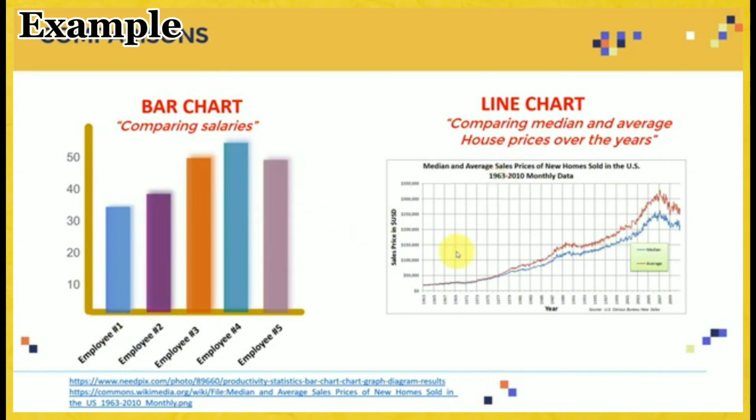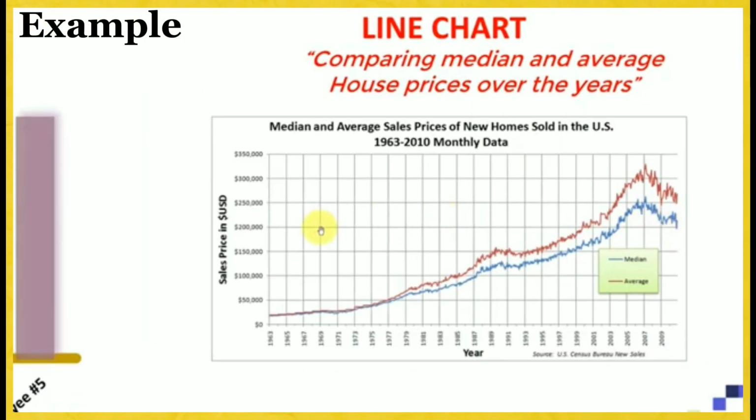However, on the right-hand side, I can plot a line chart. So I can compare median and average house prices over the years, for example. As you can see here, this is the median value. Let me zoom in. These are sales prices in US dollars, and here we have the years. By using the line chart, I can show the variations of the house prices over the years, and by plotting two of them, I can compare the two on the same chart.